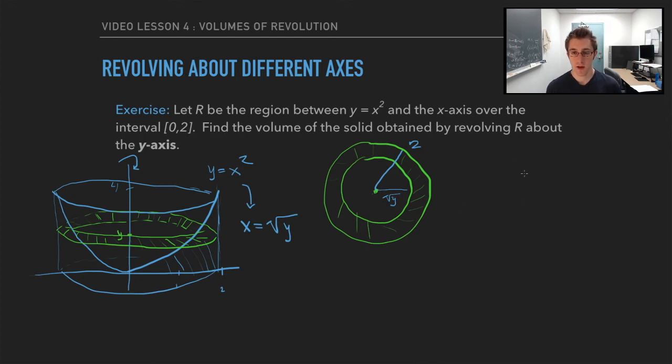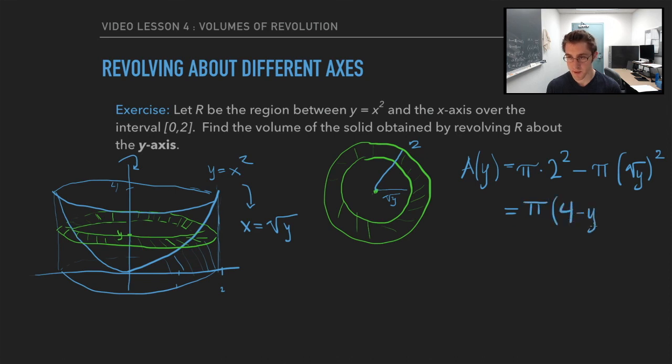Okay? So now that we have this setup, we can write down the area of the cross section at y. So A of y is the area of the outer disk again, which is pi times 2 squared, minus the area of the inner part, which is pi times the radius, square root of y, and then we're squaring it. So that's just pi times y. So we have 4 pi minus pi y. Well, actually, we can write it as pi times 4 minus y.